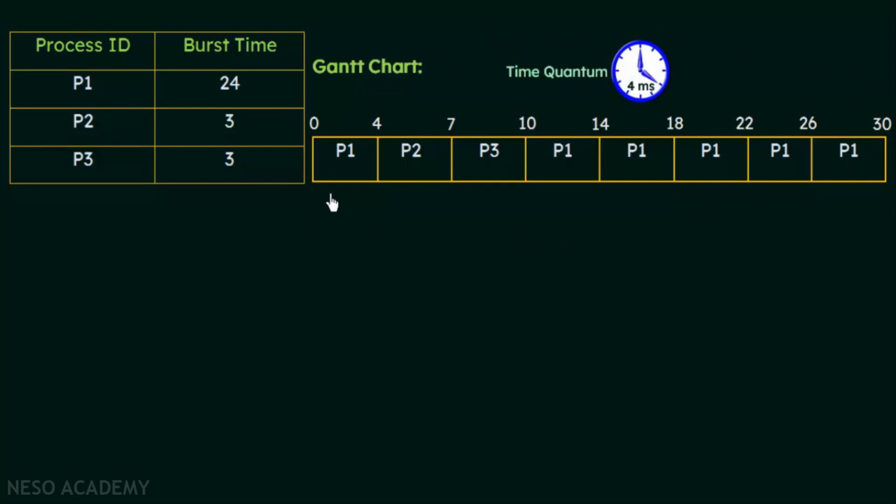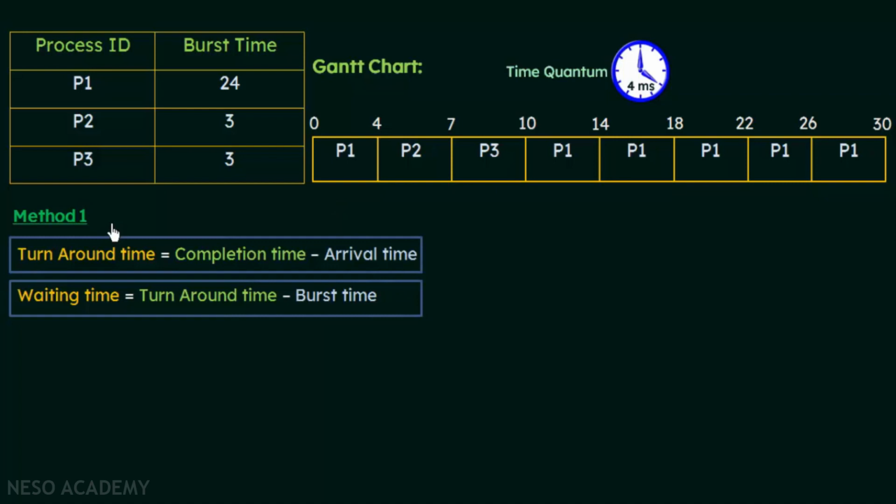For round robin scheduling, there are two methods in which we can calculate the waiting times. Let's see what those two methods are. The first method is using the formula that we have used for the other scheduling algorithms. That is, turnaround time is equal to the completion time minus the arrival time, and then the waiting time will be the turnaround time minus the burst time.